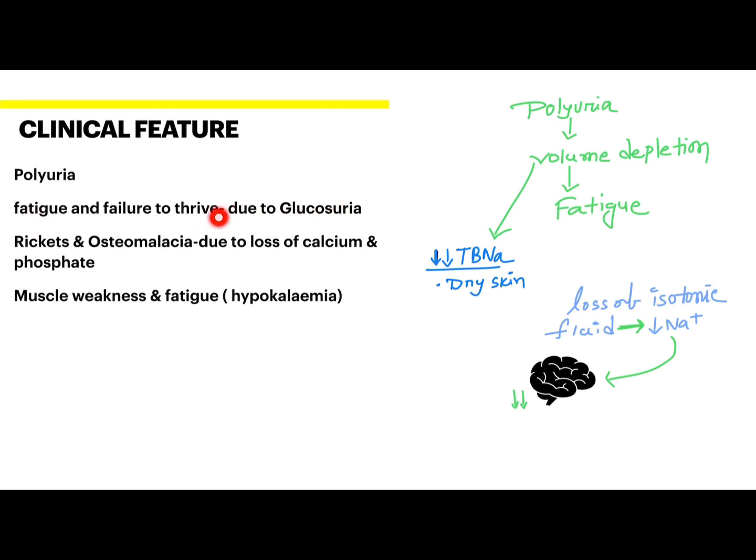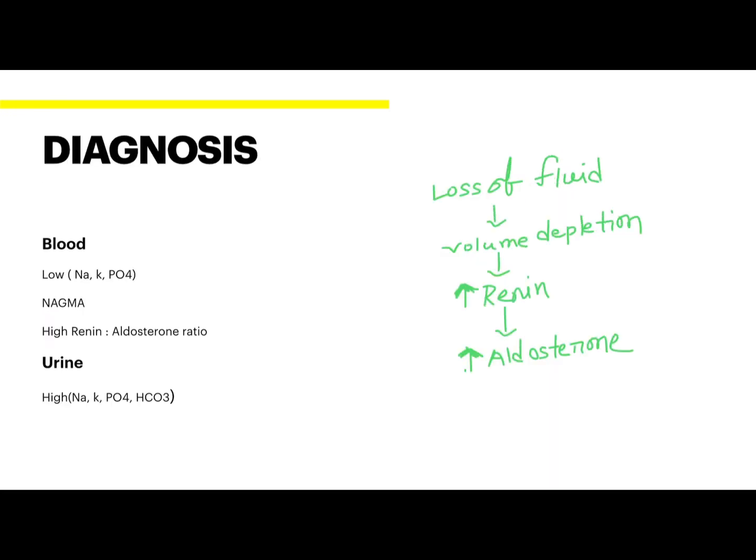Due to loss of calcium and phosphate, the patient will show the features of rickets in children and osteomalacia in adults. Due to hypokalemia, there will be muscle weakness and fatigue. How can we diagnose? In blood, everything will be low: low sodium, low potassium, low phosphate. As they are excreted in the urine, their ratio in the urine will be high.